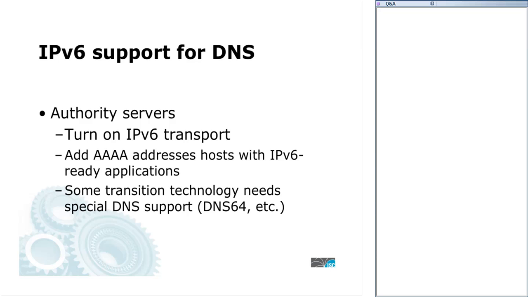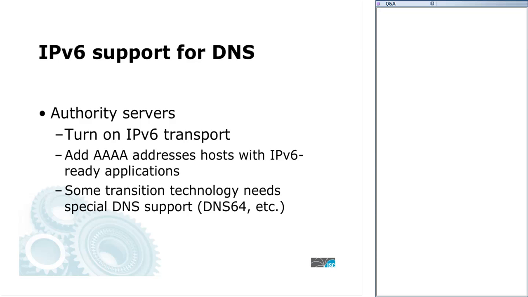Once you've done that, you will begin to see queries come into your name servers over IPv6 transport. They may be asking for A records, they may be asking for Quad A records, but it gives you the ability to actually begin to see IPv6 traffic without providing external services that are going to require IPv6 or IPv6 readiness within the application. Once you have that up and running, you can then begin to add Quad A records for hosts with IPv6 ready applications.